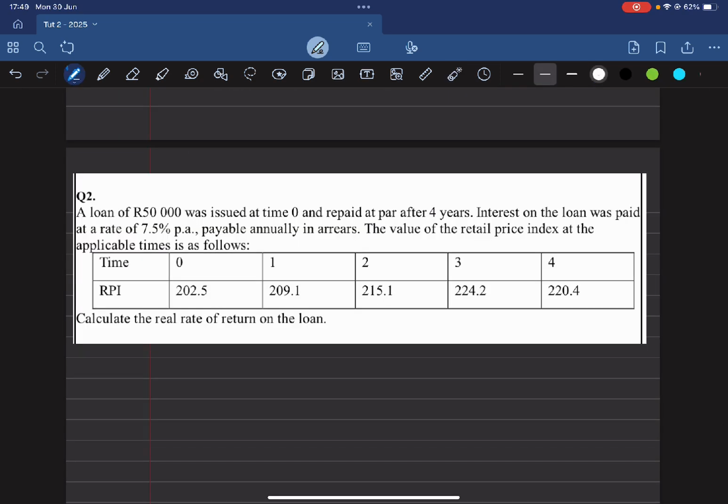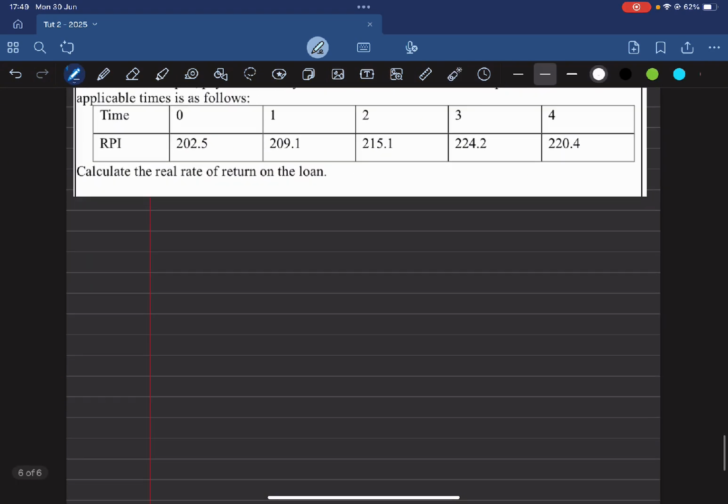Okay, now let's have a look at question 2. Question 2 says a loan of 50,000 Rand was issued at time 0 and repaid at par. When they say at par, it means it was repaid for the same amount after 4 years. Interest on the loan was paid at a rate of 7.5% per annum, payable annually in arrears, okay, at the end of the year. The values of the retail price index at the applicable times are as follows. Okay, so we have the retail price index at various points in time. Calculate the real rate of return of the loan. Okay, so again, let's start with the timeline.